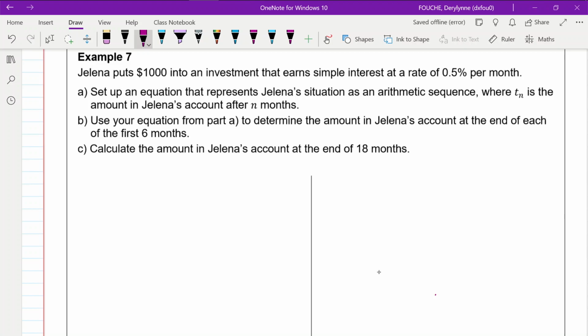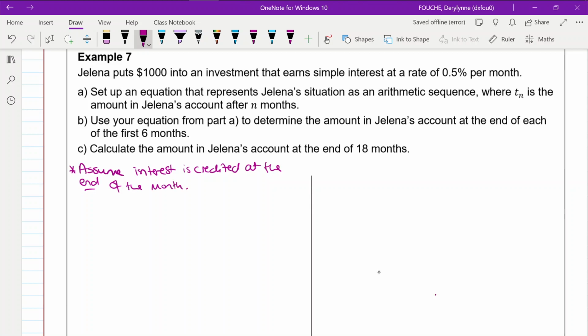So Jelena puts $1,000 into an investment that earns simple interest at a rate of 0.5% per month. And I'm going to make an assumption here. I'm going to say, assume that interest is credited at the end of the month.